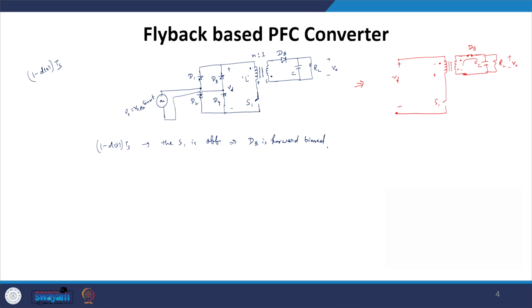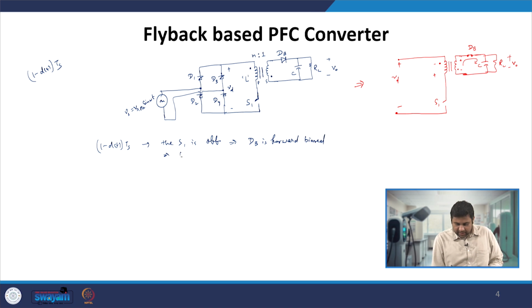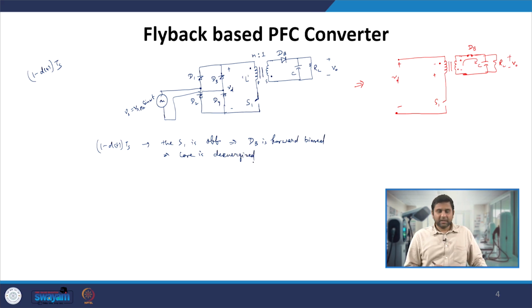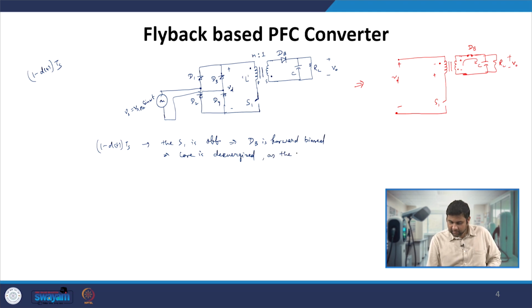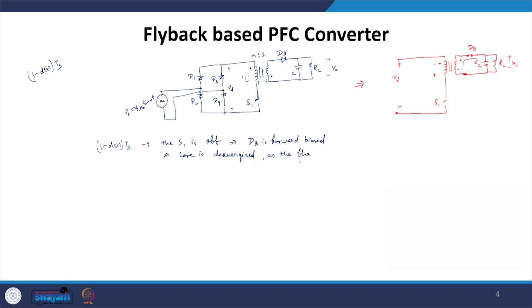So this is forward biased, and we can say that the core is de-energized as the flux in the core comes back or falls down, because of this, as this will be feeding the power into the load.